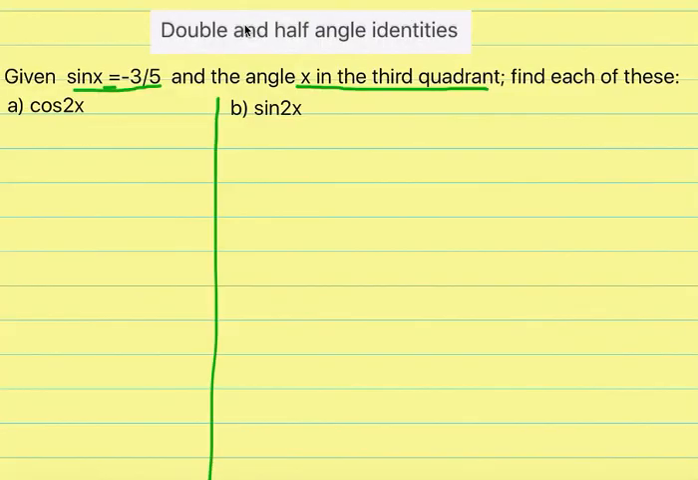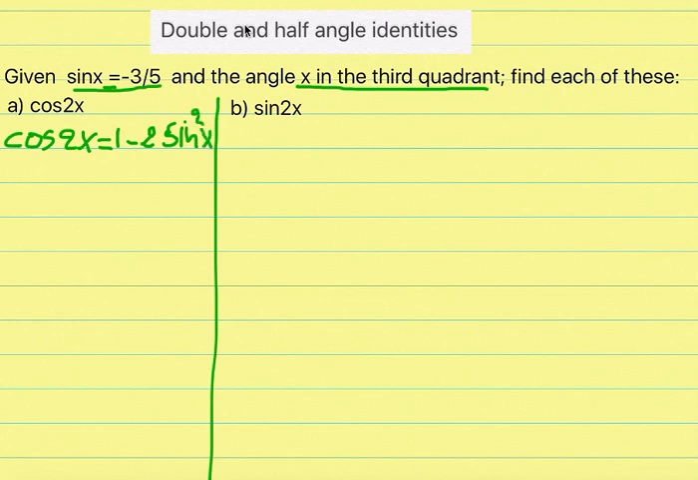So as you can see here, we have cosine double angle, and here we have sine double angle. So we have to use the identity for cosine double angle. What is the identity for cosine double angle? Cosine 2x equals one of them. There are three identities, all of them equivalent. I'm going to mention one of them here: 1 minus 2 sine squared x.